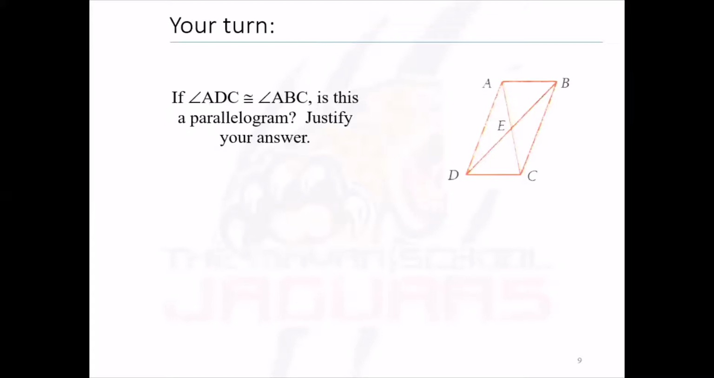In this one, they give us this quadrilateral. If the angle ADC is congruent with the angle ABC, is this a parallelogram? So if it is, we're going to justify the answer that is yes, or in case it's not, we will say why it is not. So let us see. In this case, let me make some marking.